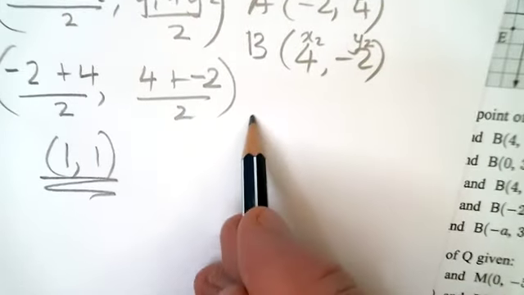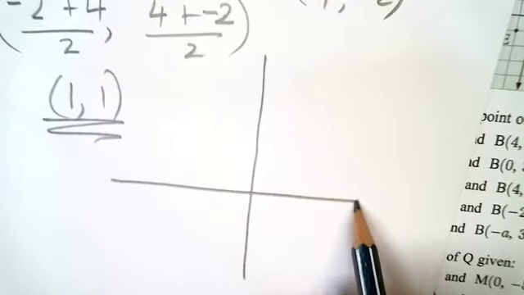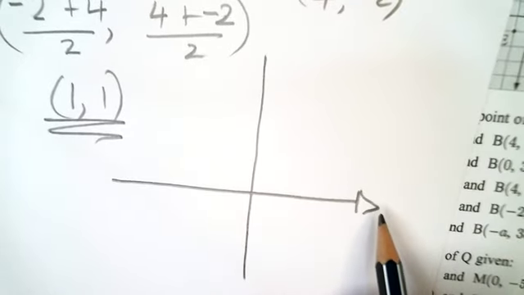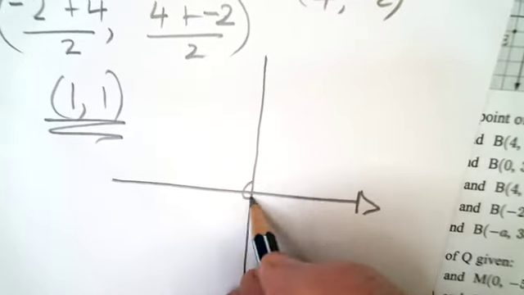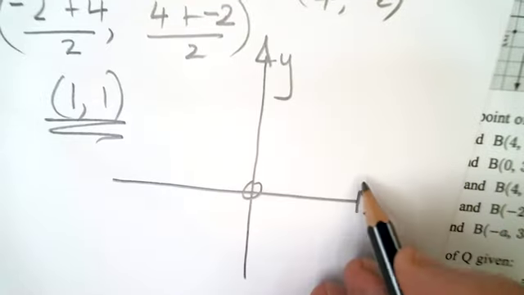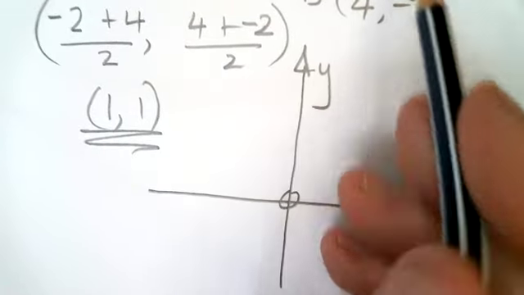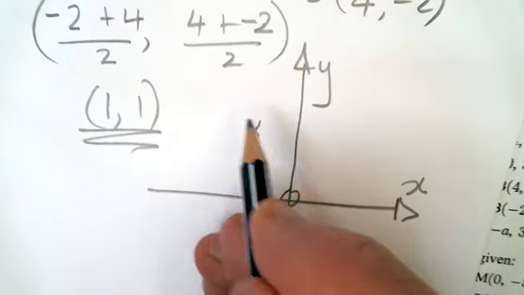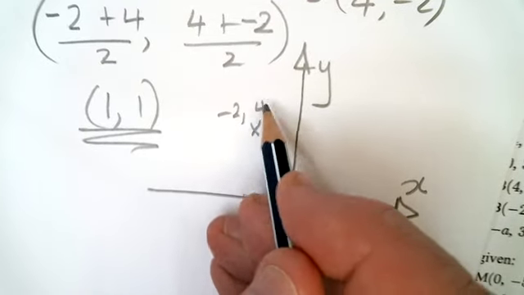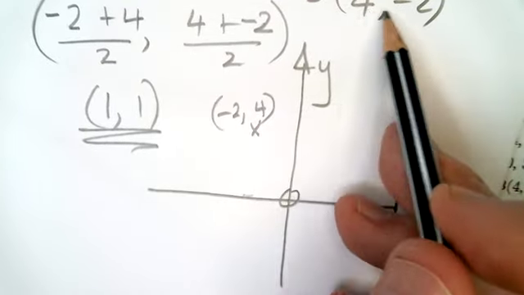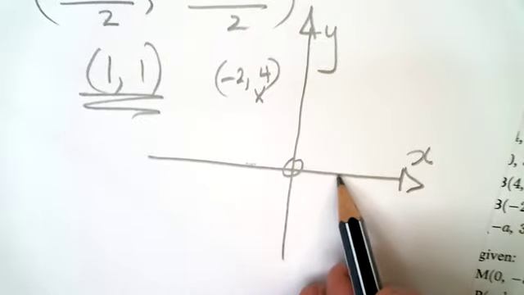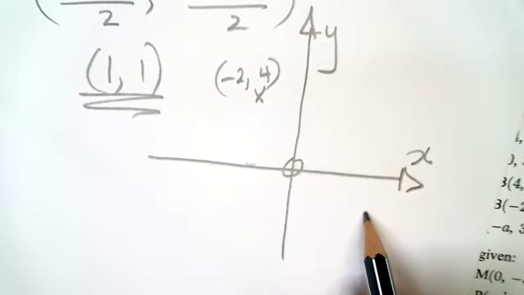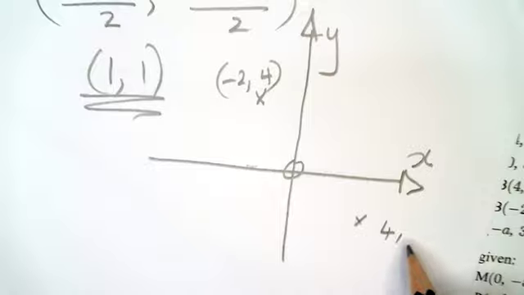Let's have a look and see if that's actually true. I'll put an origin here, a y here and an x here. So x is negative 2, y is 4, so that's negative 2, comma 4. And we've got 4 along, and negative 2 there. So that's 4, comma negative 2.